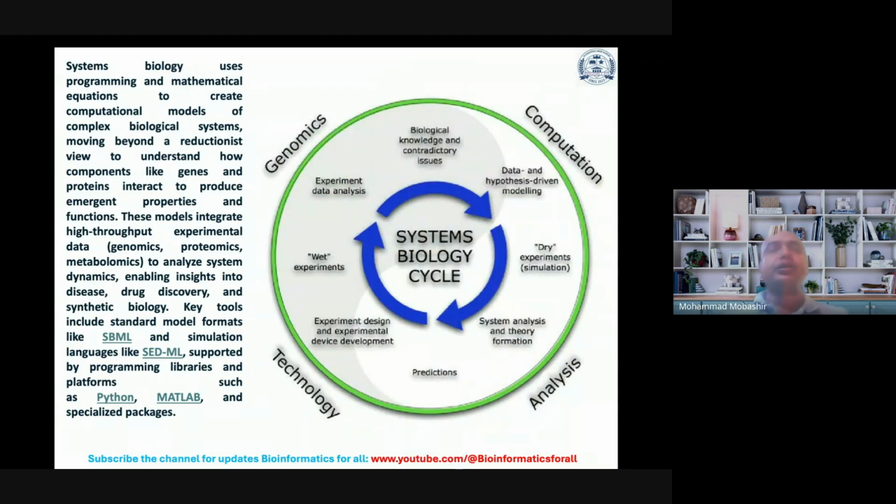And then if you are going towards a better understanding, then you need basic biological knowledge, data and hypothesis, wet lab experiment, then dry lab experiment, system analysis and theory formation, predictions, experimental design, and experimental data analysis, and finally, the final conclusion with respect to realistic biological systems.